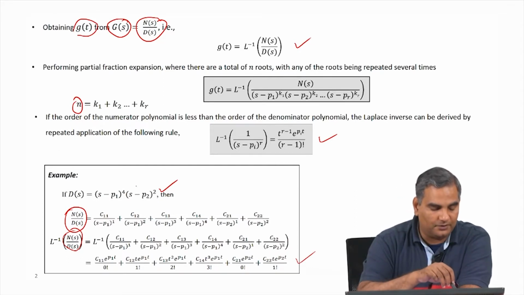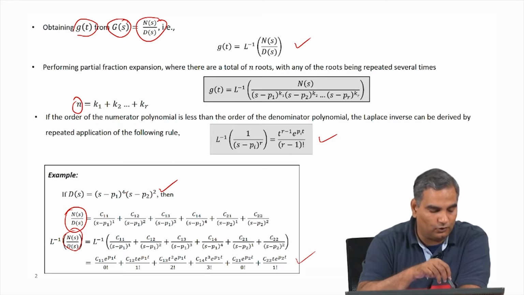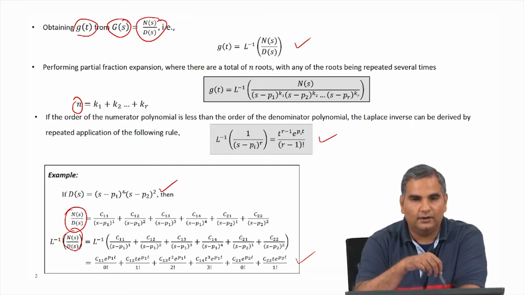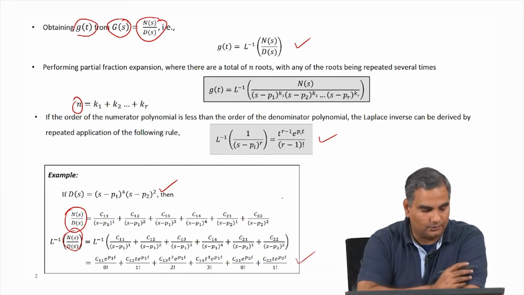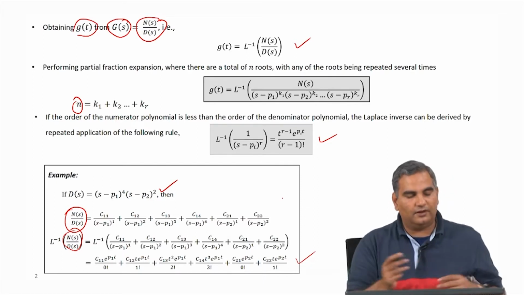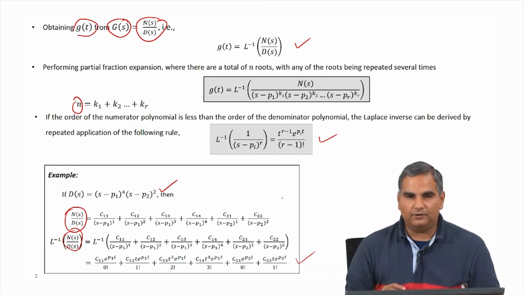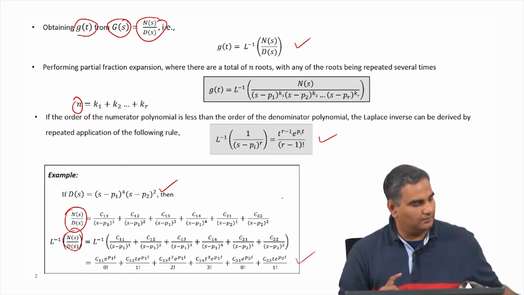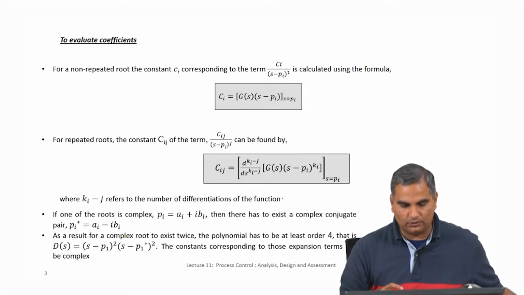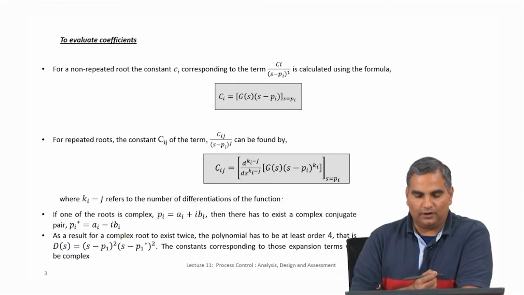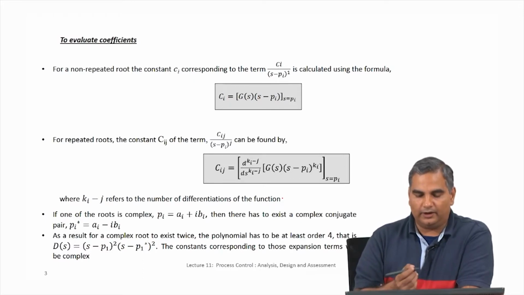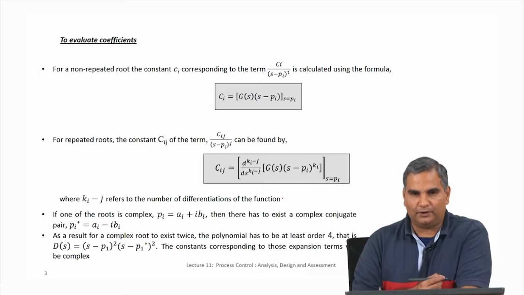If, for example, this D(s) were (s minus p1) cubed times (s minus p2) cubed, then there will be 3 terms related to p1 and 3 terms related to p2 and so on. If all of them are non-repeated roots, then you will correspondingly have 6 terms. Every one term will represent one pole or one root. So, if I have, let us say, something where the root is not repeated, then how do I compute the coefficient corresponding to that?